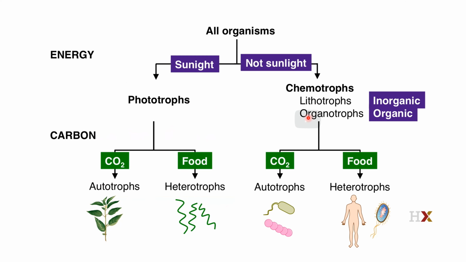Now, the next one: if the chemotrophs are using carbon dioxide, fixing that carbon dioxide and converting it into usable products, then they are the chemotrophic autotrophs. And similarly, as we discussed with the phototrophs, if they are dependent on food and converting that food material into usable energy, then they are the chemotrophic heterotrophs, right?